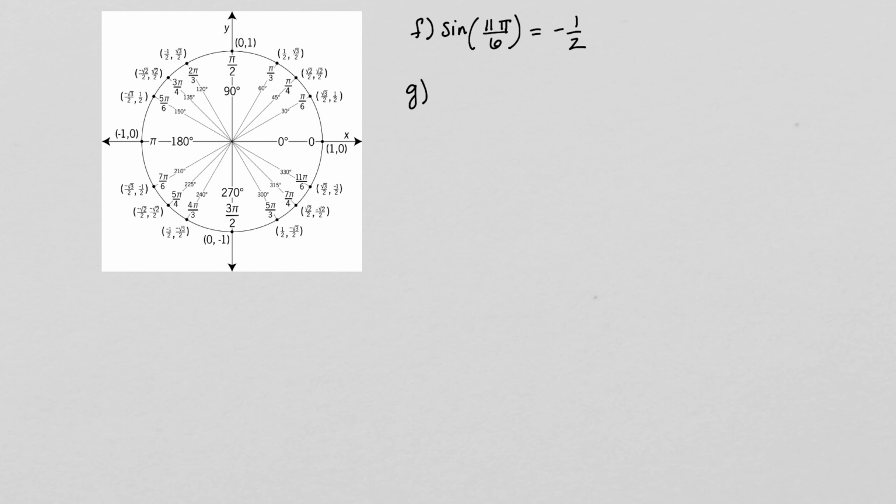What about G? What about the cotangent of pi over 2? So remember, cotangent is x over y. So I'm going to go here to pi over 2. Here's my pi over 2 spoke. The x is a 0. The y is a 1. So this is going to be 0 divided by 1. And 0 divided by 1 is 0.